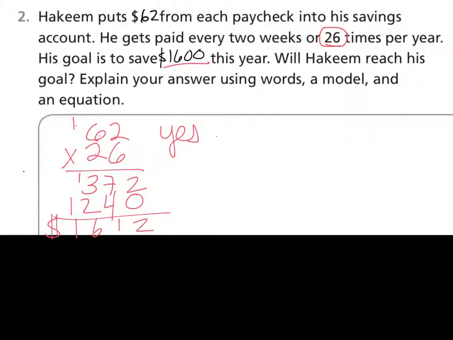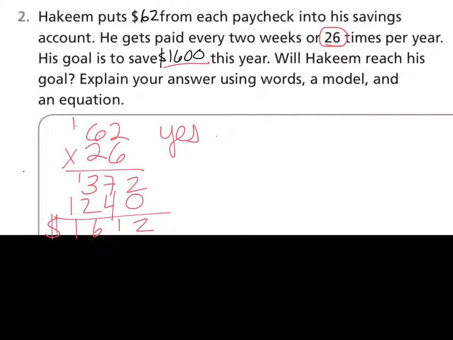We've proven that. And now you're going to need to explain how you know this is true in words. You could do that simply by stating that after adding $62 26 times, he would indeed save $1,612. Or you could explain your multiplication, how you multiplied. Or perhaps you did it a different way, and you could explain that way as well.